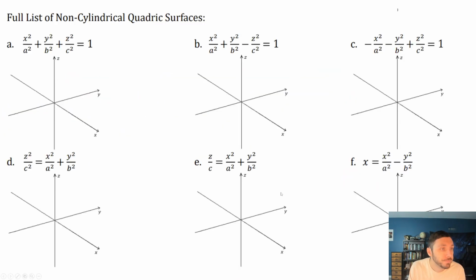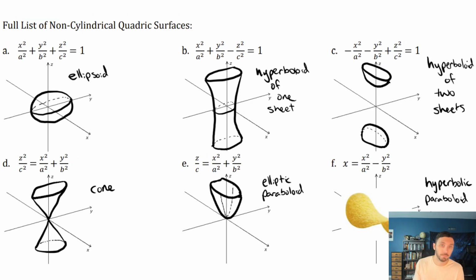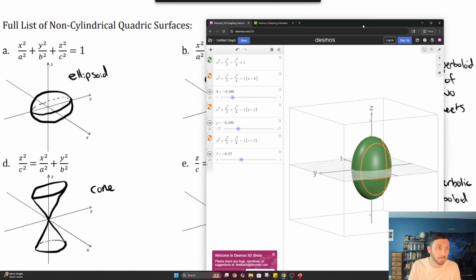All right. Yeah, so here's a full list of all the possibilities that can happen. If you want to think about what they might look like before I show all of them, you can try to do that. 3, 2, 1. Yeah, so here they are. We already looked at the ellipsoid. This is literally it right here.